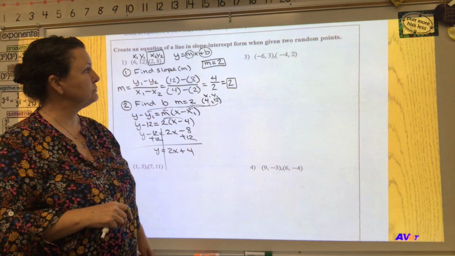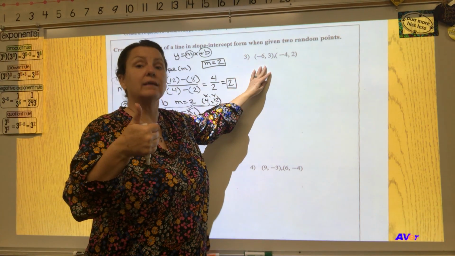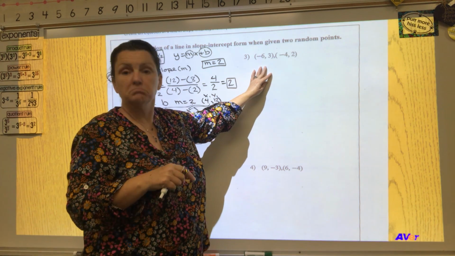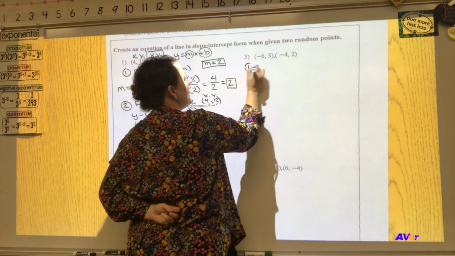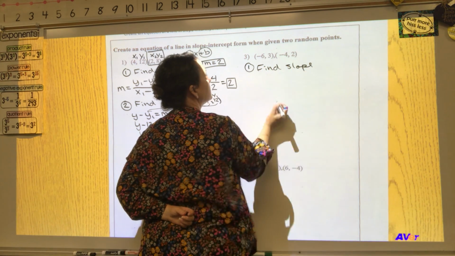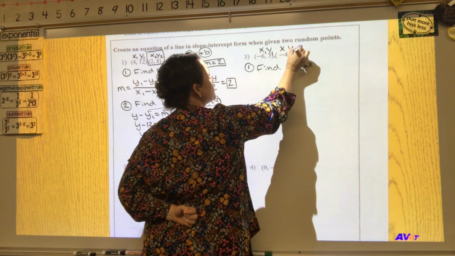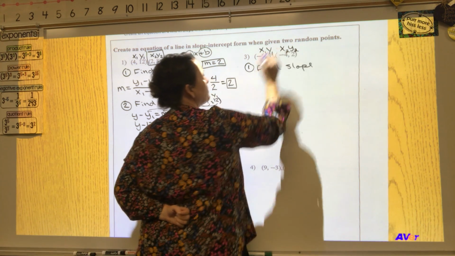Let's try another one. So I'm given 2 random points. I need to find the slope. And then I need to use the point slope formula. Cool, let's find the slope. First step, find slope. I like to label my XY. You're the first point I see. You're my XY shenanigans. You're the second point I see.